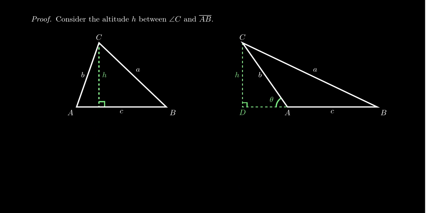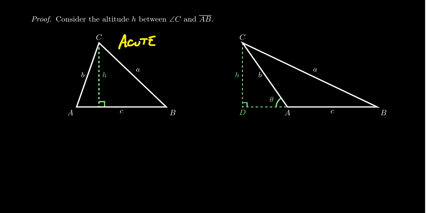All right, so what we're going to do is consider the altitude between the angle C and its opposite side, which would be the side AB, right? Its length we would call little c right here. Now, depending upon the angle C, you get one of two pictures. If C is an acute angle, you'll get something that looks like this. So acute meaning it's less than 90 degrees.